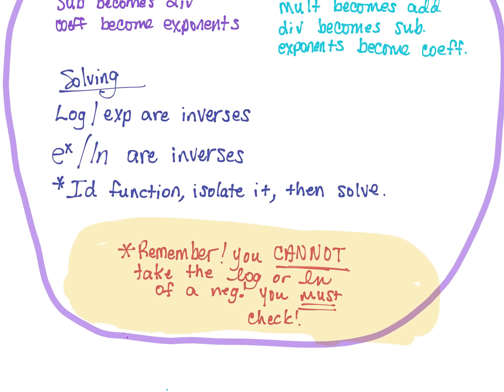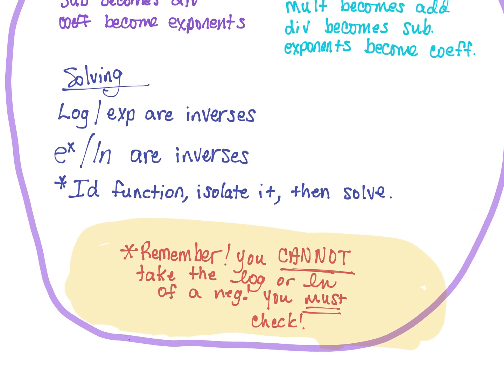And you're going to have to solve, right? Remember, on your calculator, some of you are still having such a tough time. Logs and exponentials are inverses of each other. E to the x and ln are the inverses of each other. They're on the same button.